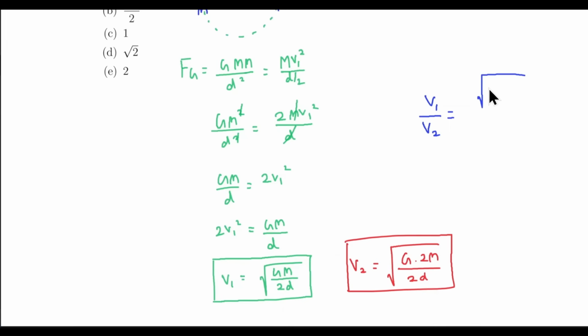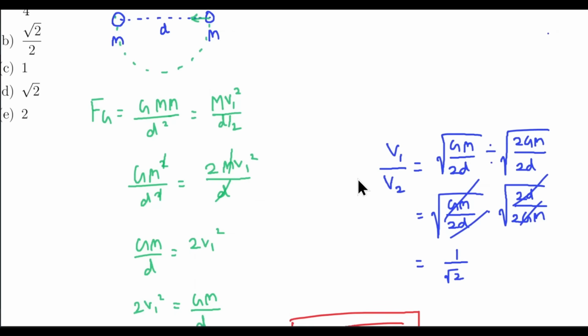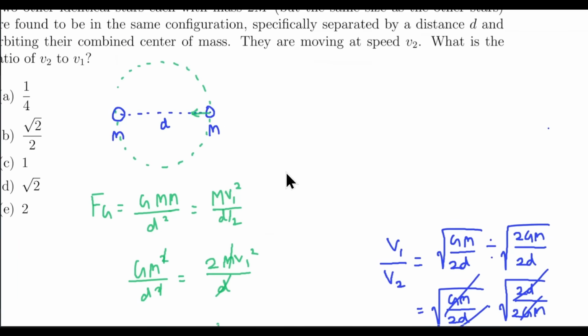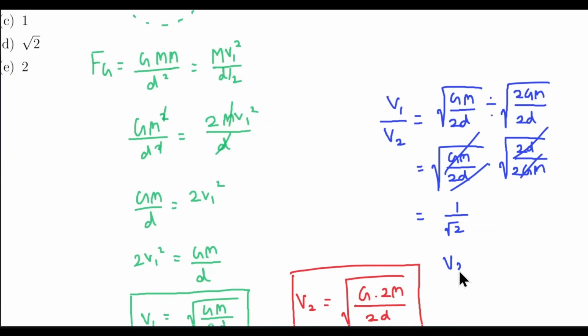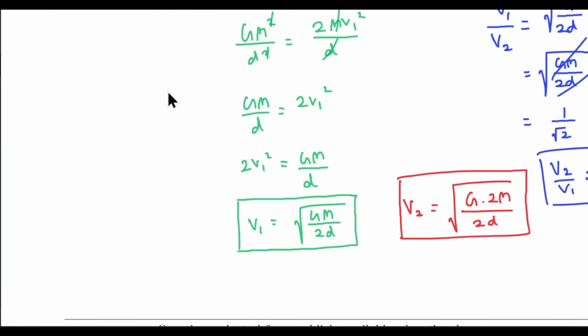Because v1 over v2 is root G m over 2d divided by square root of 2Gm over 2d. So this will be square root of Gm over 2d multiplied by square root of 2d over 2Gm. These two are gone, these two are gone. I'm just left with 1 over root 2. Okay, but they need the value of v2 to v1. So v2 to v1 will obviously be exactly opposite. So v2 to v1 is square root 2 over 1, which should be option D. There you go. That's the correct choice.